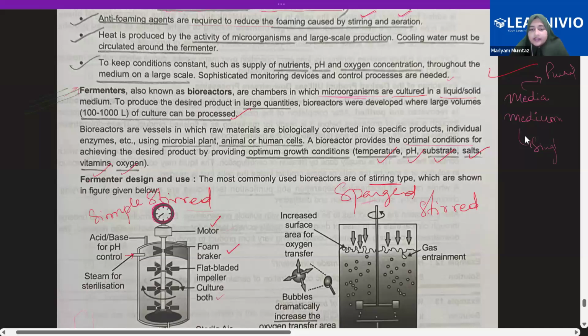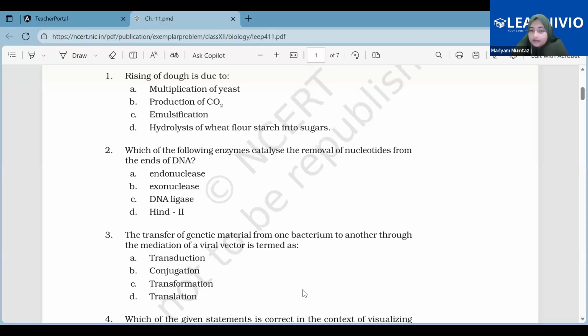So I'm sharing my screen. Tell me once you can see the screen that I'm sharing. Can you see the screen? Yes, ma'am. Okay, now you can solve these questions, then we'll move on to the next.